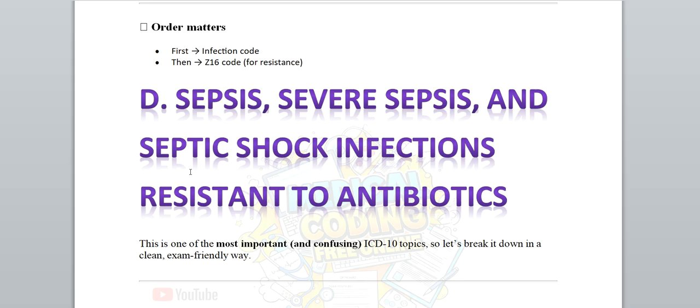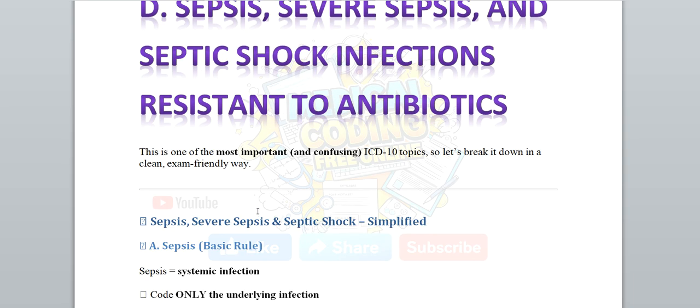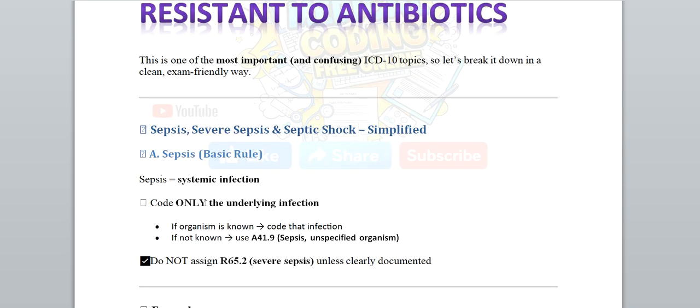After completing this chapter, you can get an idea about sepsis. So we move to the next heading: sepsis, severe sepsis, septic shock. First, sepsis. Basic rule. Sepsis is what? Sepsis means systemic infection.